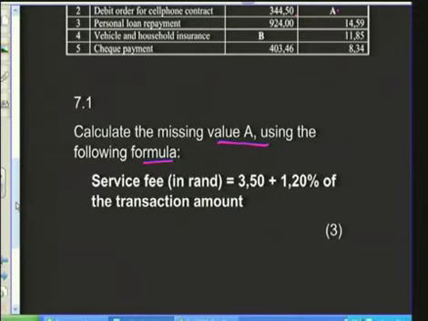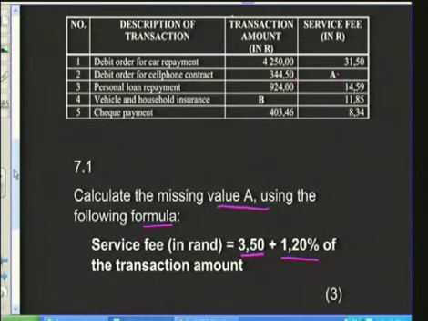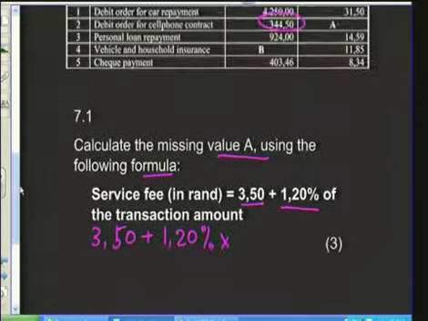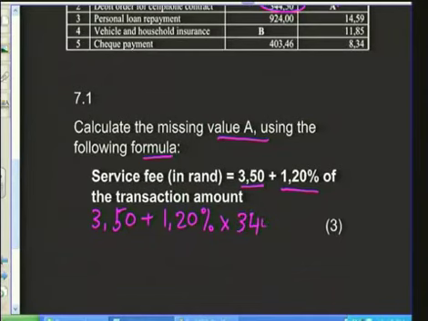So our formula is service fee in rand is R3.50, that's our basic fee, plus 1.20% of the transaction amount. So what is our transaction amount? Our transaction amount is R344.50. So we're going to rewrite that. So it's R3.50 plus 1.20% of the transaction amount, which was R344.50. So we substitute into the formula exactly the way they've given it to us.